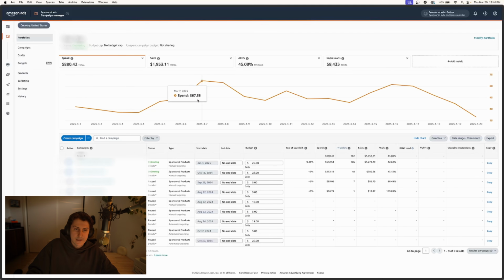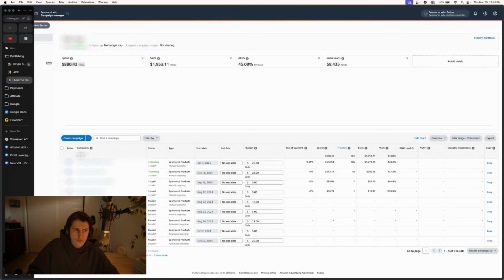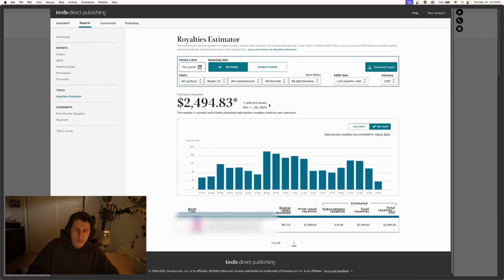And if we go over to this ad portfolio for this book, for the month of March, from March 1st to 20th, I have an ACoS of 45%. So this ad portfolio is actually unprofitable. I spent $880 so far this month. But if you then go over to my royalty report, the book has made $2,400 this month. And mind you, it's an exercise book, so this is a slower month. But this one book has basically made $1,400 profit this month with unprofitable ads.